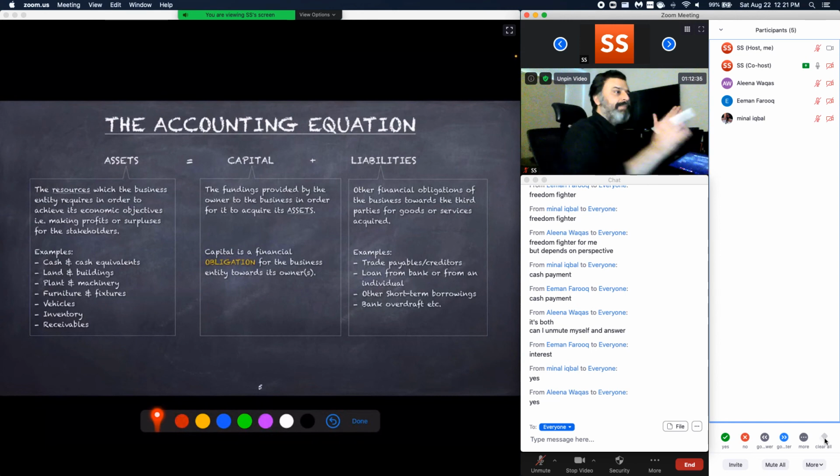So my bank account is normally my asset. It falls here in cash and cash equivalents. But if my bank account goes into negative region, it becomes a bank overdraft, and then the bank will become a liability because now you owe to your bank. So we understand the bank overdraft here.